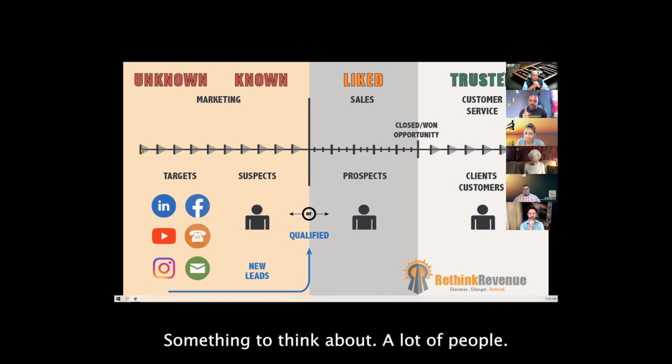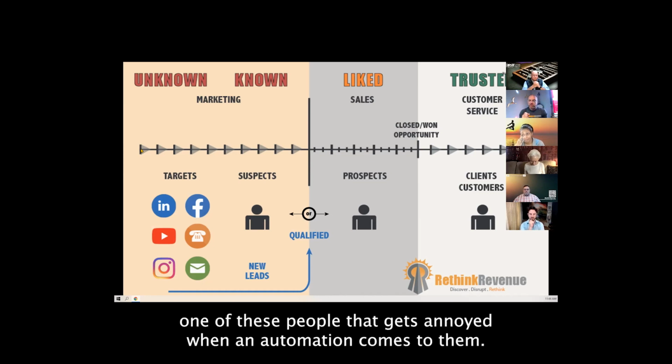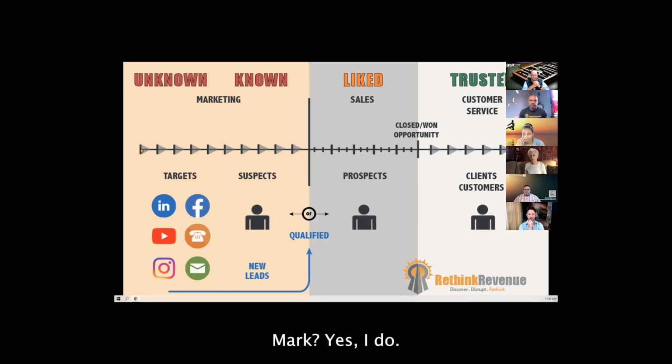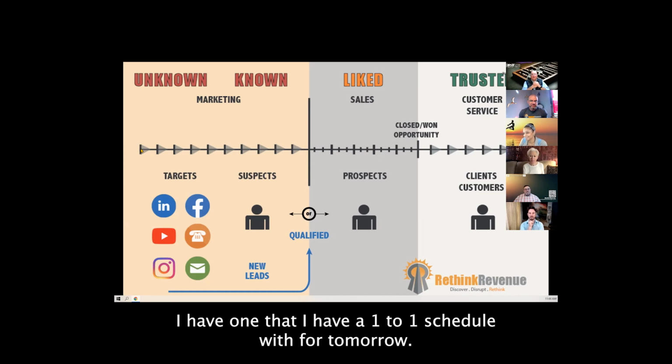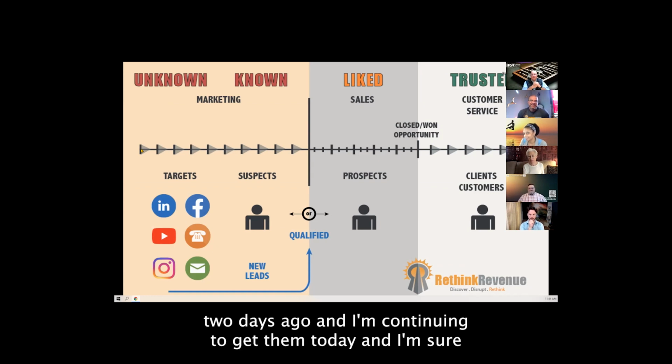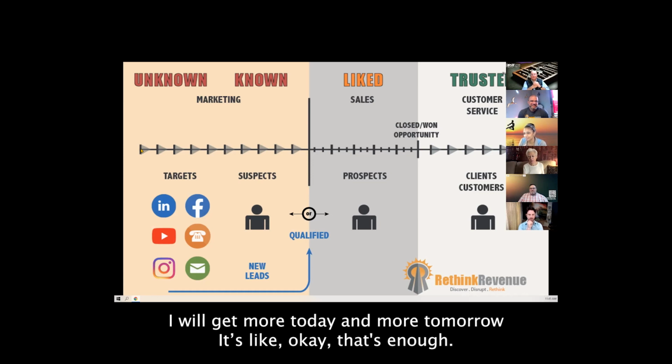Now, something to think about. A lot of people, Mark Crowley is probably one of these, get annoyed when an automation comes to them. I've seen this before, right, Mark? Yes, and now you've seen it again. It's better to be annoying than unknown. I have a one-to-one scheduled for tomorrow. I started getting text reminders 2 days ago, and I'm continuing to get them today, and I'm sure I'll get more today and more tomorrow. It's like, okay, that's enough.